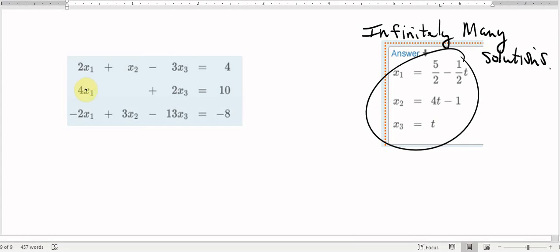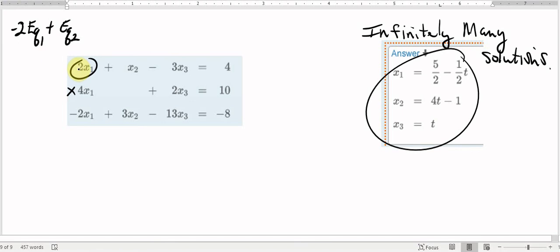So here, say for example, you could say 4x sub 1 is equal to 10 minus 2x sub 3. You could say that, but that doesn't really do much for us. So here's what I'm going to do. I'm going to say negative 2 times equation 1 plus equation 2. I'm going to try to use this 2 there to try to stamp out that value.